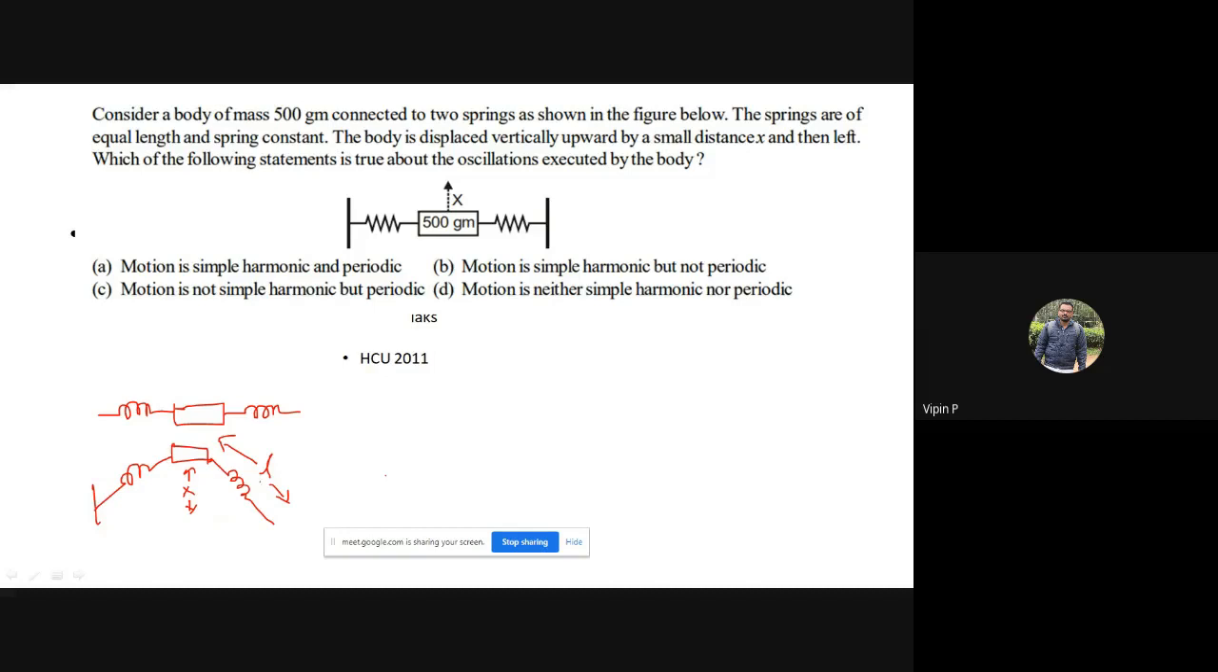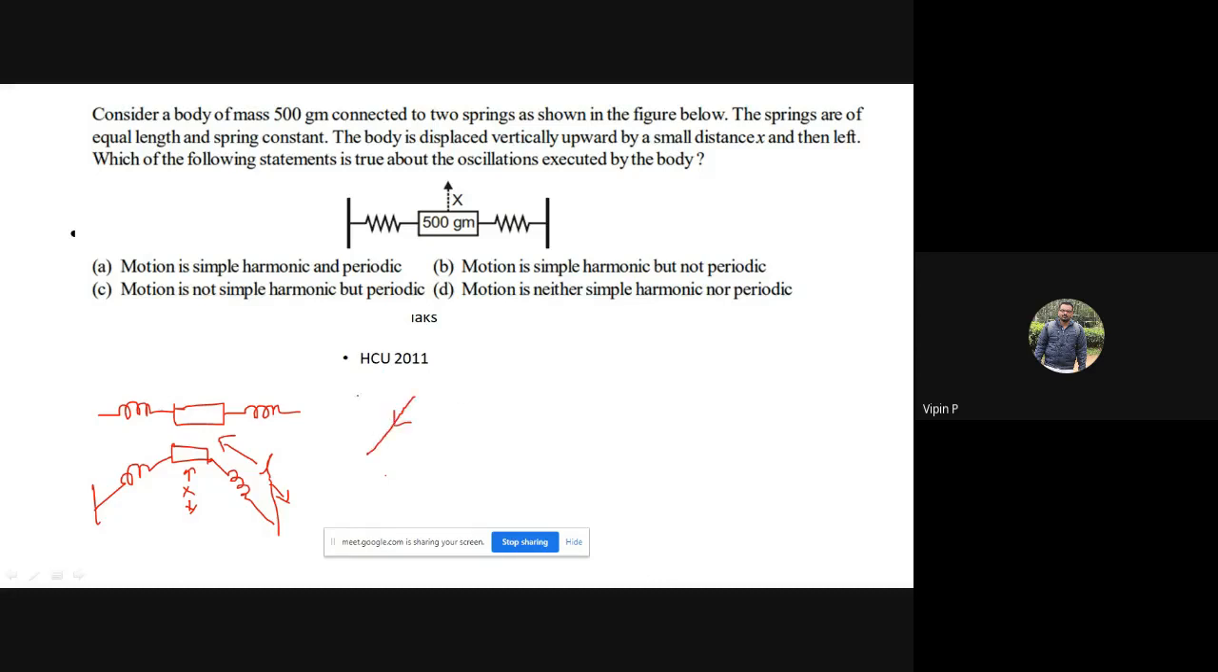So basically, if you leave it, it's going to vibrate up and down. The question is whether it will be periodic, whether it will be simple harmonic in nature, or whatever it is. So let's check it out. To check it, let's analyze the forces acting on it. Obviously, some tension will develop in the spring. So I'll remove the spring and draw only the forces acting on it.